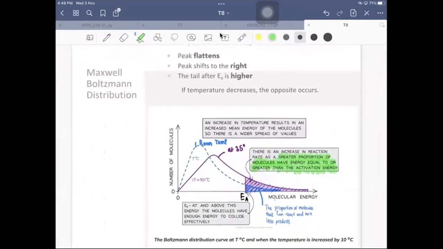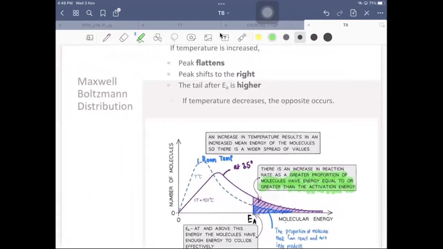So what happens if you increase temperature? It will be shifted to the right. So I have already mentioned that to you. The other two factors I haven't mentioned to you. The peak is now lower. Okay, so you start at a bigger number and then it decreases down. And the tail is also higher. It's above the blue tail.